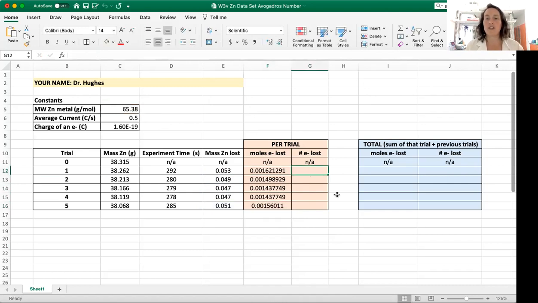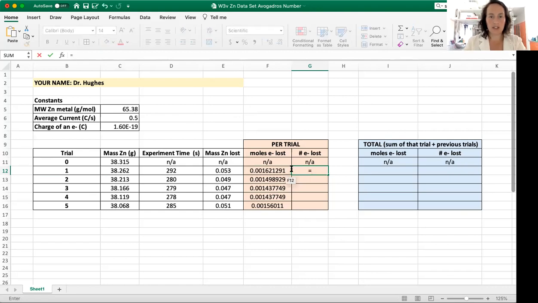Okay, now for electrons lost. The number of electrons lost, we calculate from the current, right? We're gonna take the current, how much charge was running through in coulombs per second, so that's 0.5. So I want this cell to equal $C$6. I can type it or I can click it and edit it. You can do this a lot of ways in Excel.